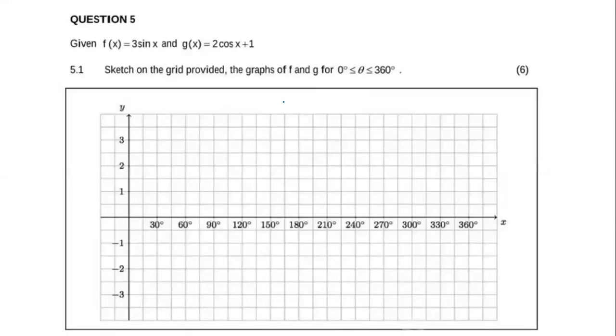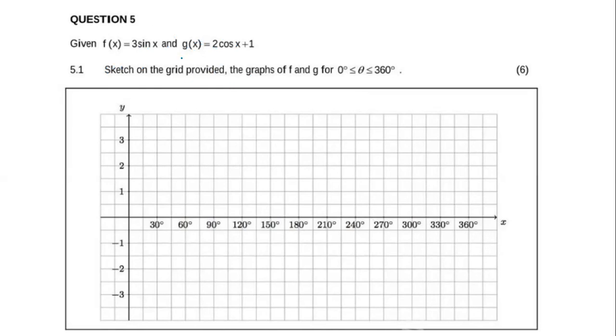So now we jump to question number 5. Question number 5 says to us, given f of x is equal to 3 sine x and g of x is equal to 2 cos x plus 1. So here we are given the trigonometric functions, okay? So we have the sine function, and then we have the cos function. Maybe the basic, I hope the basic is good.